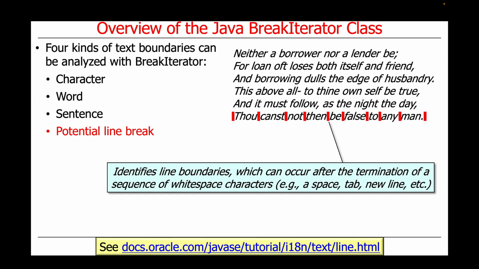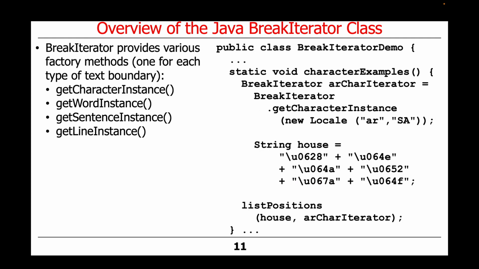And finally, BreakIterator can be used to identify line boundaries, which can occur after the termination of a sequence of whitespace characters, such as a space, a tab, a new line, and so on. As shown by the red rectangles above, line breaks could occur any place between the different words we see here, including the end of line. To support these analyses, BreakIterator provides various factory methods, one for each type of text boundary. In particular, there's a getCharacterInstance, getWordInstance, getSentenceInstance, and getLineInstance factory method defined in the BreakIterator class.